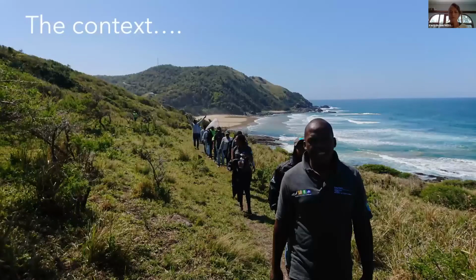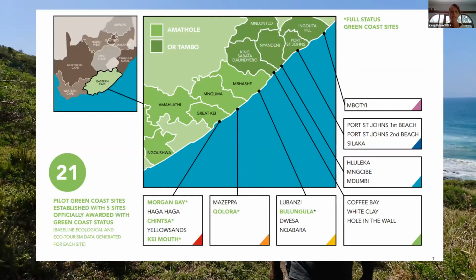Right, so just to give you a little bit of background as to where we piloted this program, we focused on the Wild Coast, which is a stretch of coastline in the Eastern Cape in South Africa. Absolutely beautiful, wild area with amazing biodiversity, incredible natural beauty, cultural heritage, and as Sanskriti mentioned in the introduction, a huge potential for low impact nature-based tourism. So just to give you a little sense of where the Eastern Cape is, and those were our sites, 21 pilot sites.